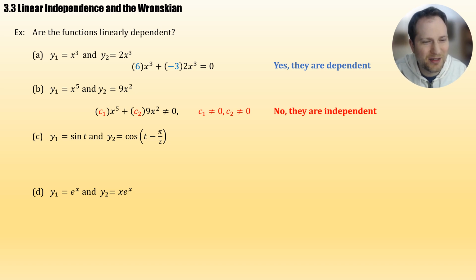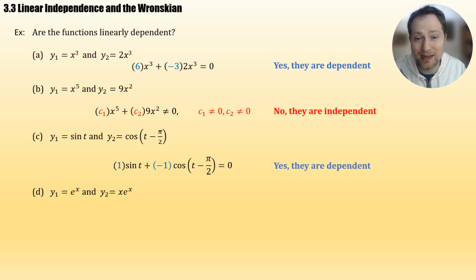then you know that the cosine of t minus pi over 2 is just like the cosine function moved right by 90 degrees, and that's just the sine function. And so those are the same, really. They're the exact same function, y1 and y2. So how about the constants 1 and -1? That'll give us the dependence that we need.